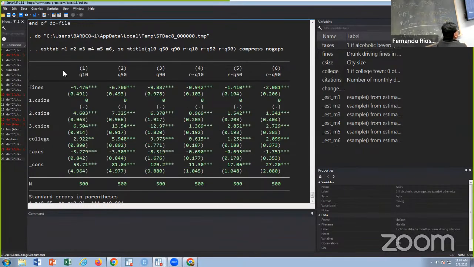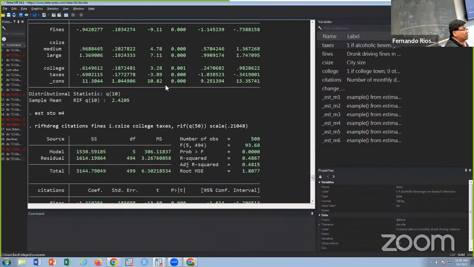How do we interpret these results? All the interpretation of these results is going to be with respect to an average change in fines of 1 unit, which means fines are increased by $1,000 for everybody. If that's the case, according to this, there is a decline in the number of citations, and the decline is going to be about 0.4 citations for the 10th quantile, up to 9.8 citations for the 90th quantile. So just keep that in mind.